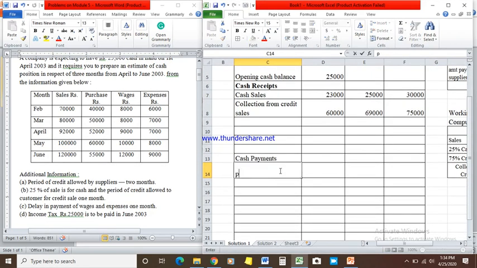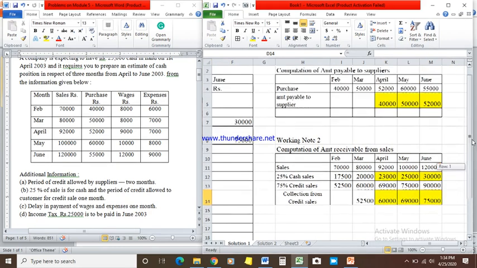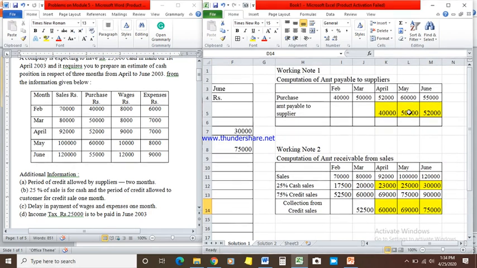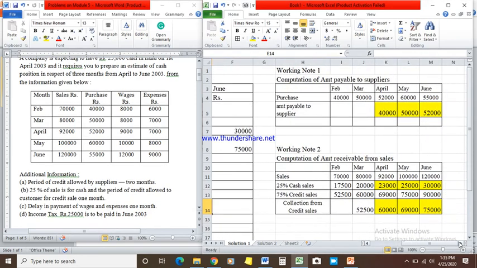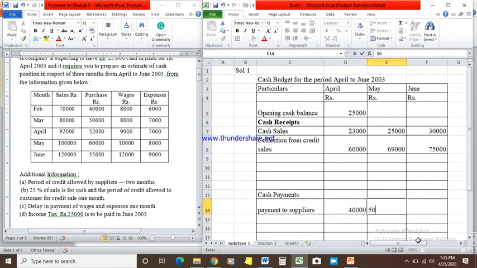The first payment is on account of payment to suppliers. And for this we already prepared a working note. So 40,000, 50,000 and 52,000. So this is on account of payment to suppliers. So we have considered the sales, then we have considered the payment to suppliers.